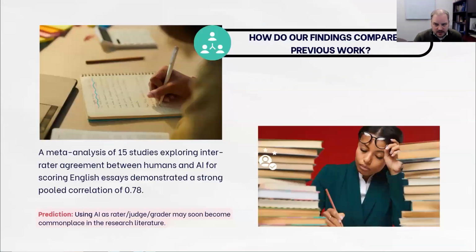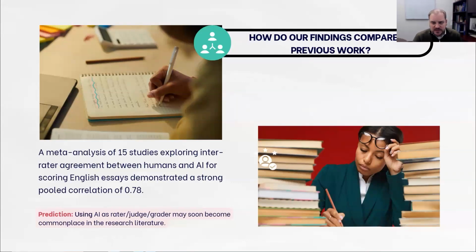So how do our findings compare to related literature? Well, in a meta-analysis of 15 studies that compared human versus AI for scoring English essays, the amount of agreement that was found was quite high. It was found to be 0.78. And so the outcomes of this meta-analysis are in alignment with our own findings as well.